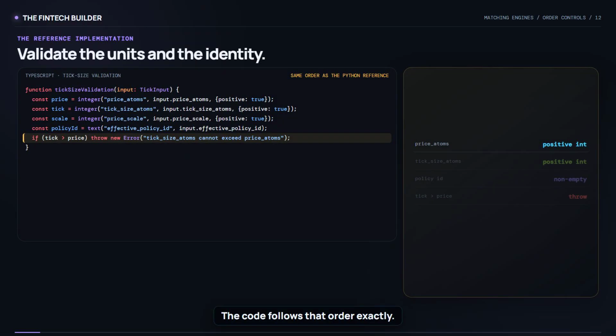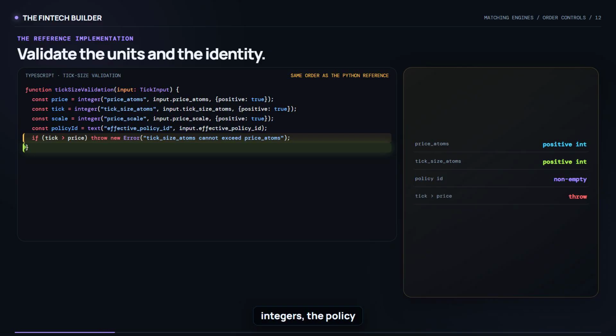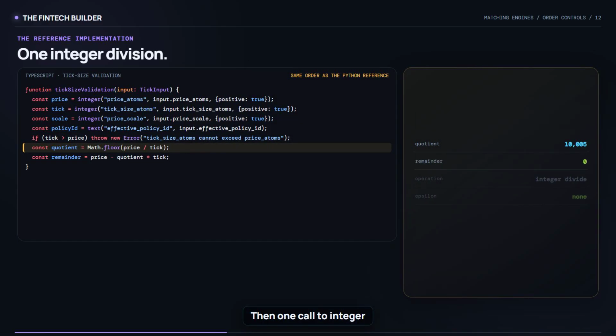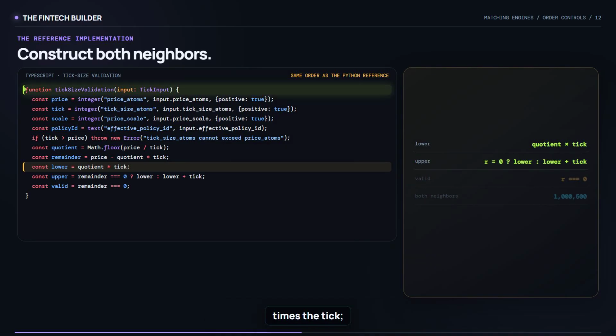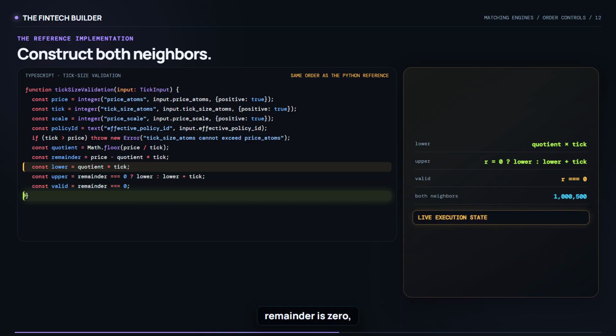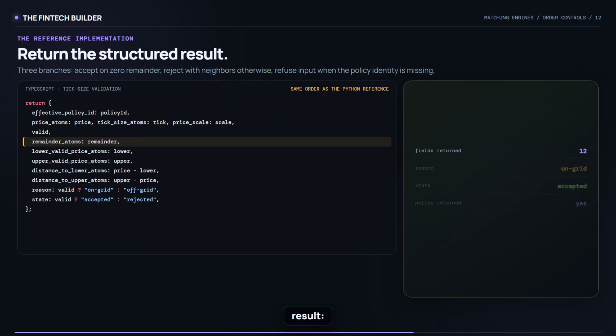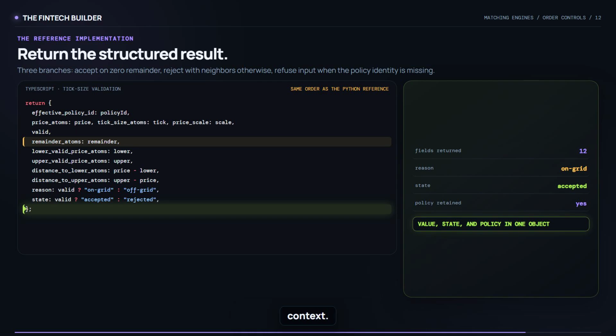The code follows that order exactly. Validate first. Price, tick, and scale must be positive integers. The policy identifier must be a non-empty string, and a tick larger than the price is refused outright. Then one call to integer division gives the quotient and the remainder together. The lower neighbor is the quotient times the tick. The upper is the same value when the remainder is 0, and one tick higher when it is not. Finally, return a structured result. Validity, remainder, both neighbors, both distances, the reason, the state, and the policy context. 3 branches, and every one of them is explicit.